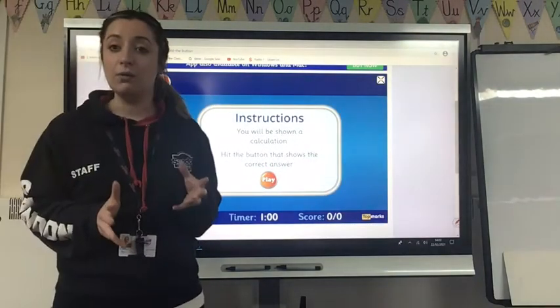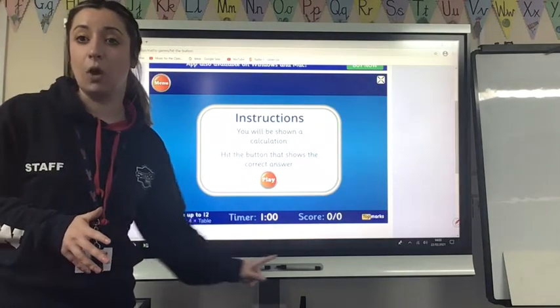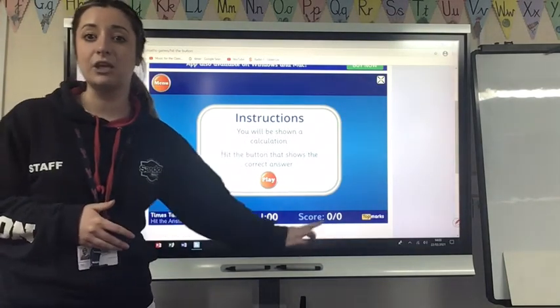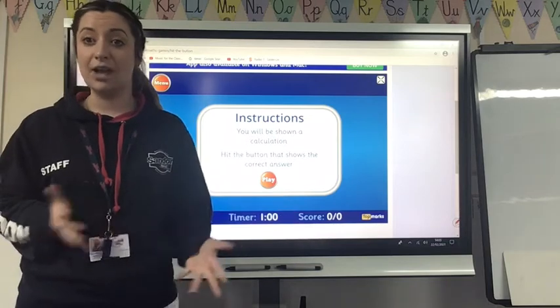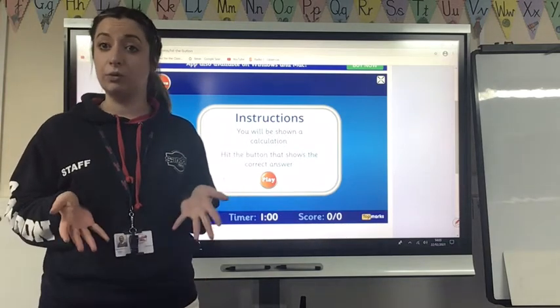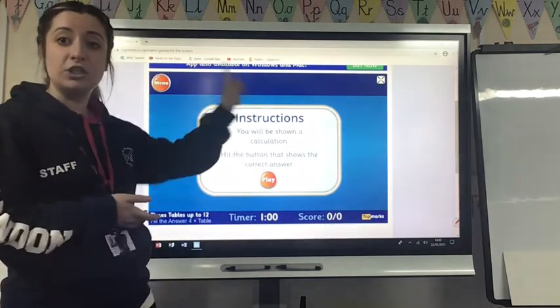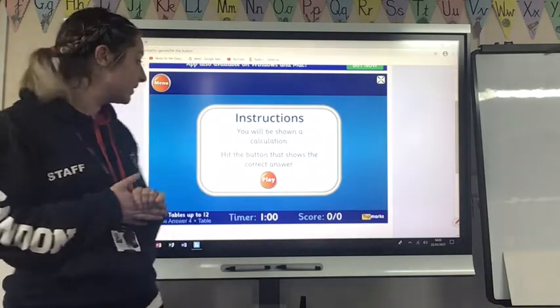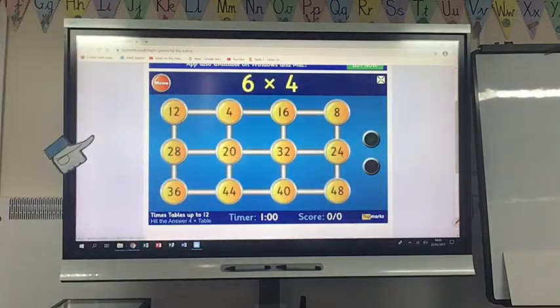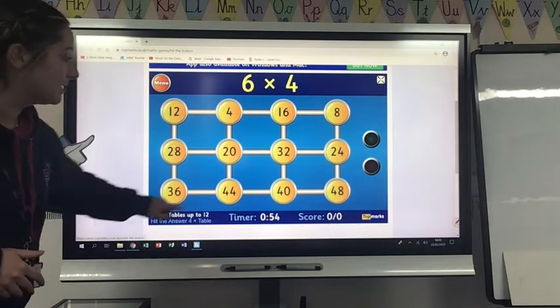And then as you'll know, you'll have a timer that you've got 1 minute to complete all of these, and your score goes up depending on how many you've got right. So we need to look for the answer for the question that shows at the top of the screen. So let's have a go. Right, so we've got 6 times 4. 6 times 4, do we know? Okay, hopefully you'll get it before me.